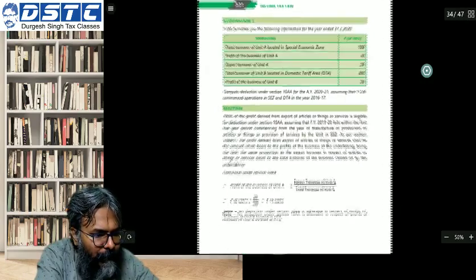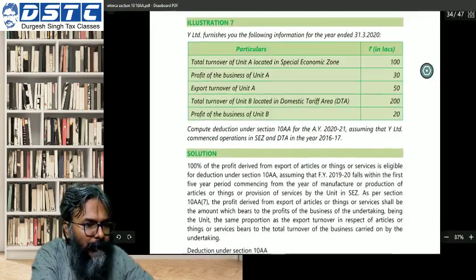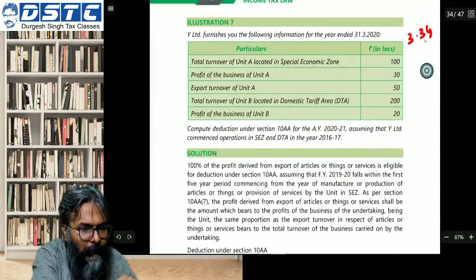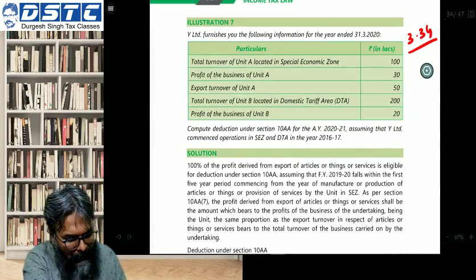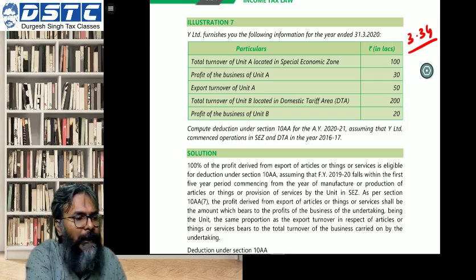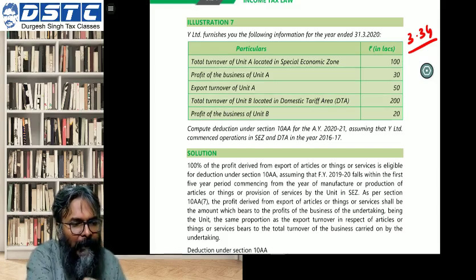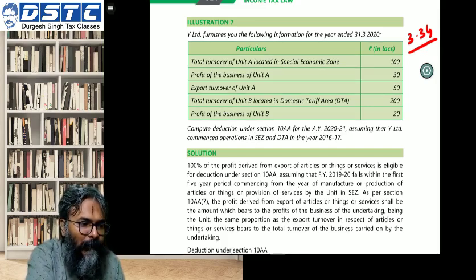Students, this is illustration 3.34. Y Limited furnishes you the following information for the year ended 31st March 2020. Total turnover of Unit A located in SEZ is 100. Profit of business of Unit A is 30. Export turnover of Unit A is 50. Total turnover of Unit B located in DTA is 200. Profit of Unit B is 20. So students, Unit A primarily is what we have to focus upon.